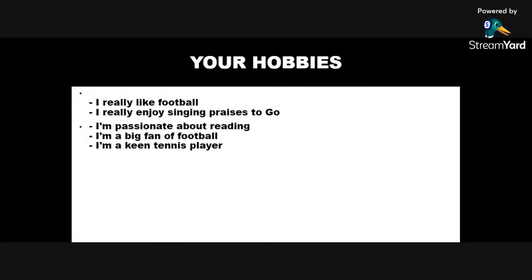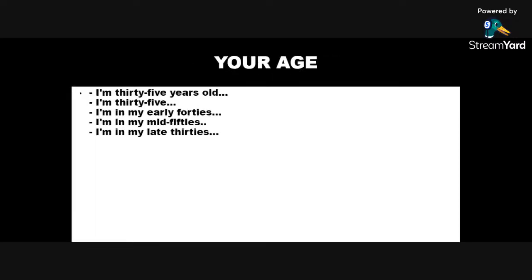When talking about your hobbies, there are certain common expressions that are acceptable. I really enjoy doing this or that. I really like this or that. For example, I really like football. I really enjoy singing praises to God. I am passionate about reading. I am a big fan of football. I am a keen tennis player. Any of these can be acceptable in talking about your hobbies.